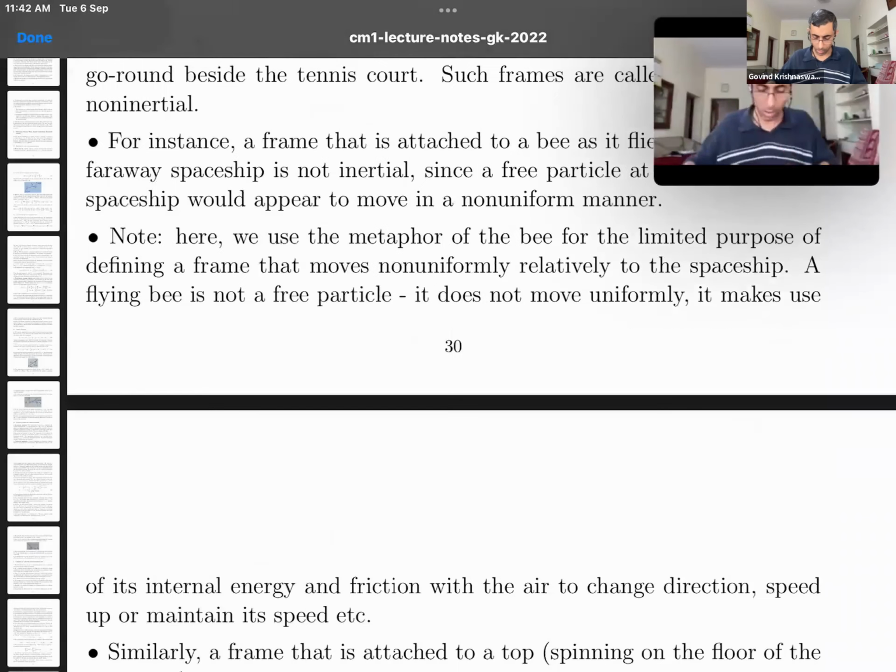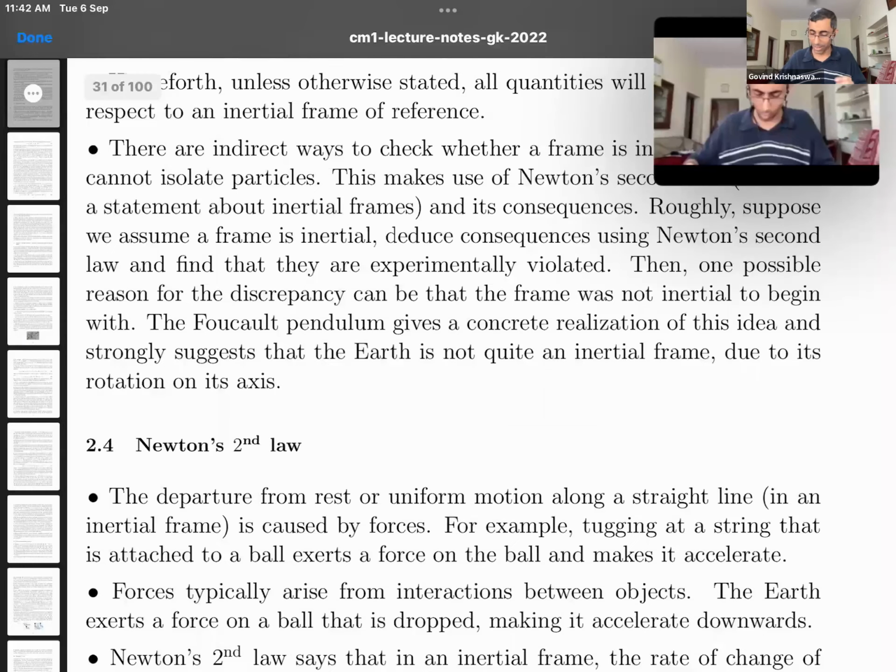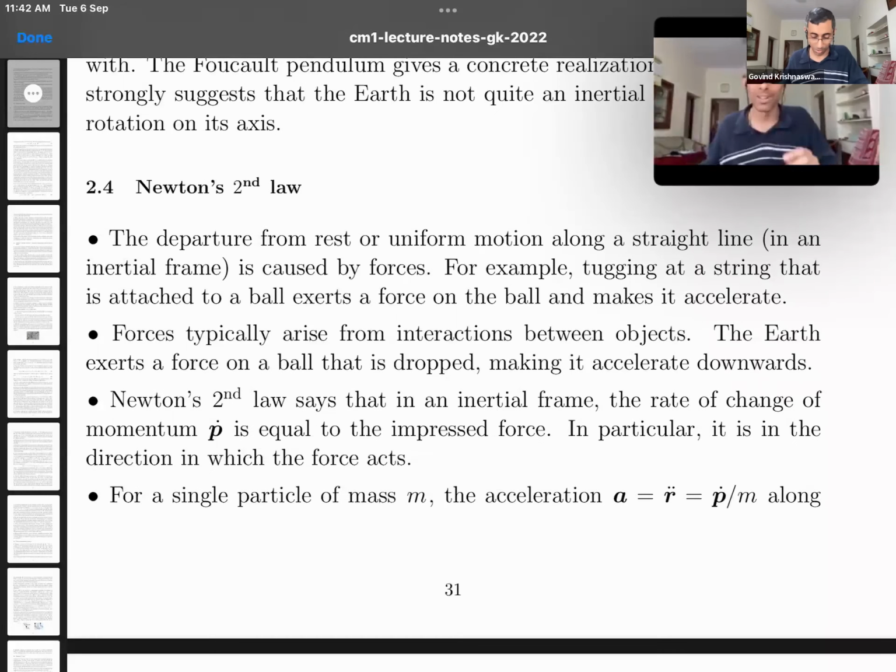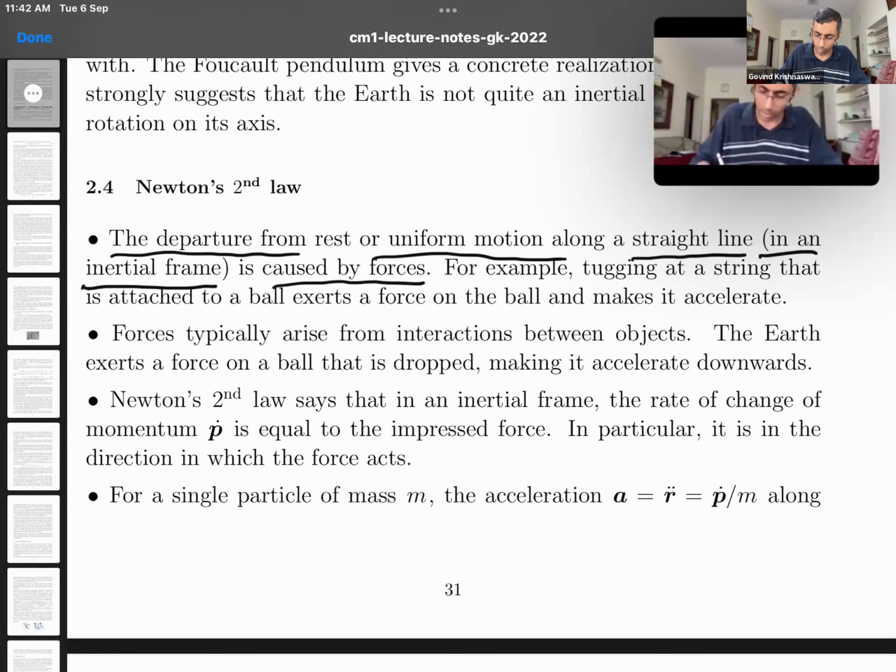We are nearly out of time, but I did want to begin discussing Newton's 2nd law in a little bit more detail. Let me just start that. Let me just say that the departure from rest or uniform motion along a straight line in an inertial frame is caused by forces.